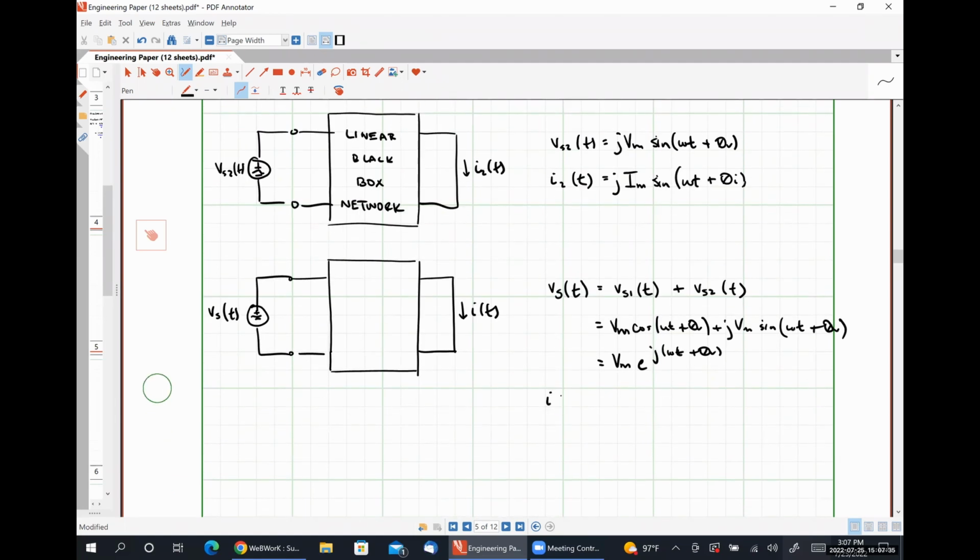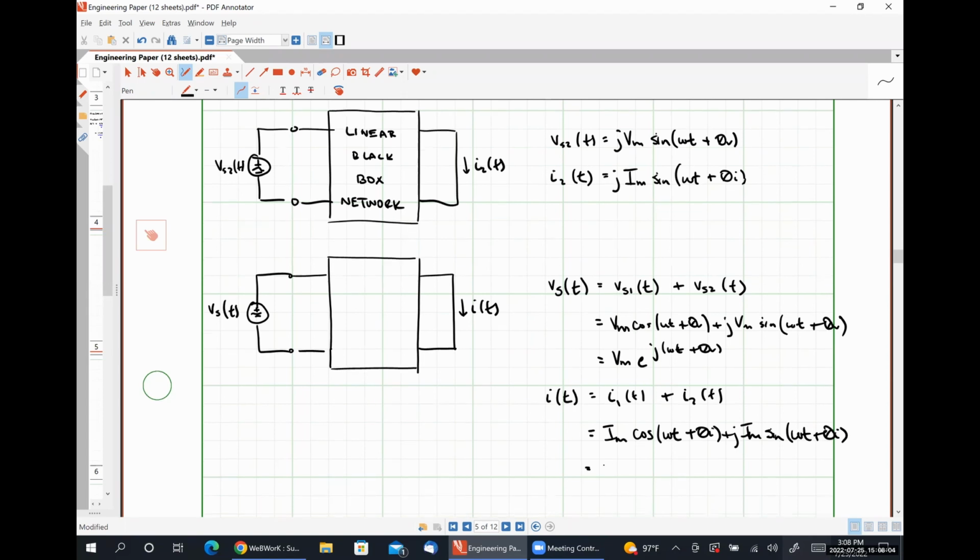Then our output I of t must be I1 of t plus I2 of t, which is Im cosine omega t plus theta I plus j Im sine omega t plus theta I, or Im e to the j omega t plus theta I. So it's really the superposition principle that allows me to cheat or take that shortcut that I did earlier.